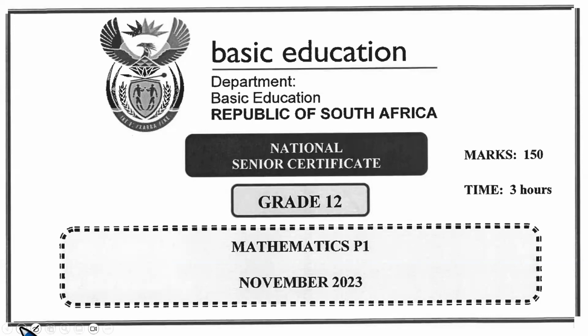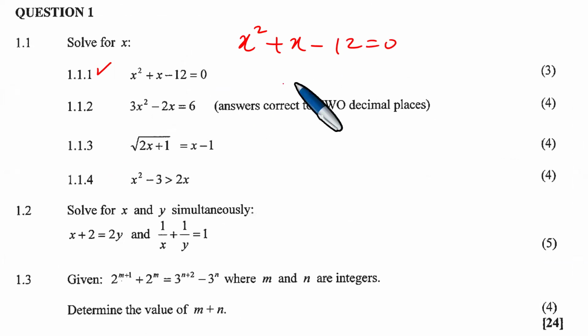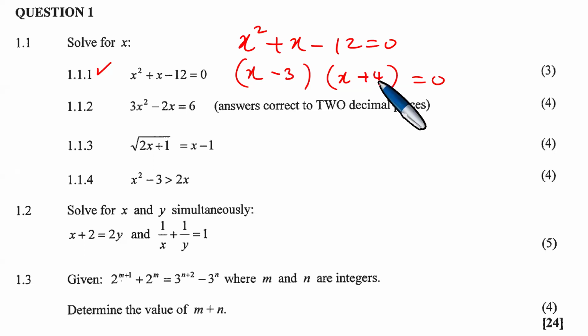Okay, let's get started. First things first, we are looking at the most basic of questions, how to solve for x. Given the quadratic equation, 1.1.1, x squared plus x minus 12 equals 0. We're not going to waste a lot of time there. The factors of x squared are x and x, and the factors of 12 are minus 3 and plus 4, from which we see that x equals 3 or x equals minus 4. So that is exactly how you could do 1.1.1.